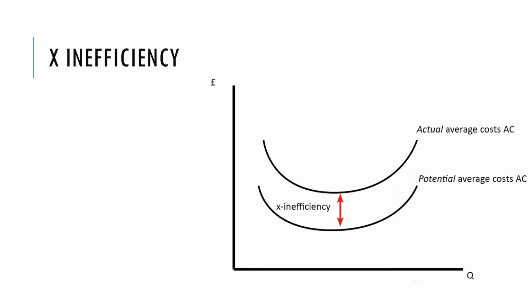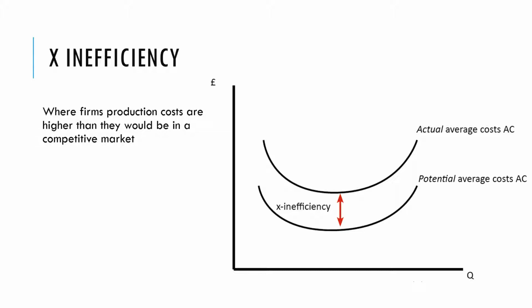X inefficiency is our final form of efficiency to look at, and it's kind of not efficiency, the opposite. X inefficiency exists where a firm's production costs are higher than they would be in a competitive market. On the right hand side here, this is our cost curve, but potentially we could have lower average costs if there was competition, and through competition there was an incentive to reduce costs. The difference we would call X inefficient.